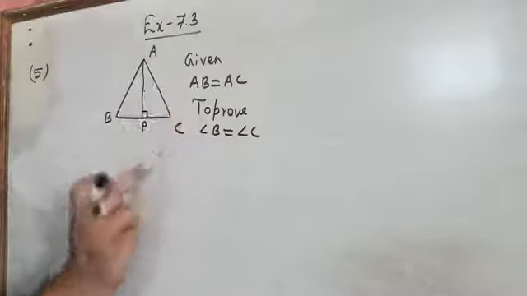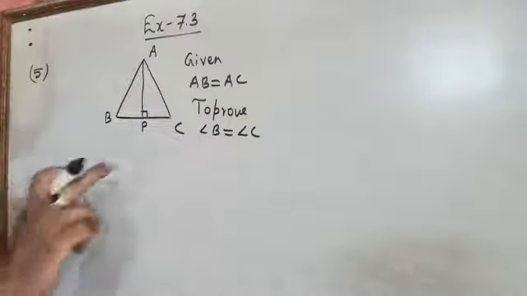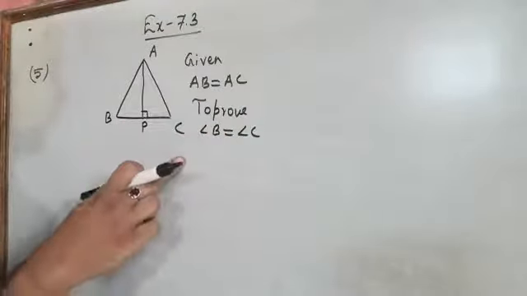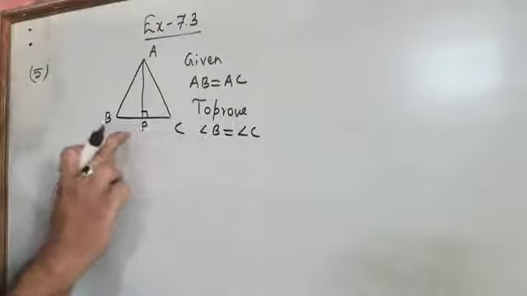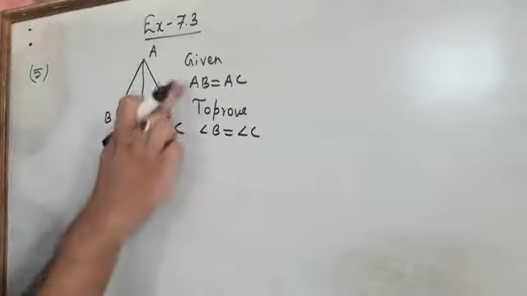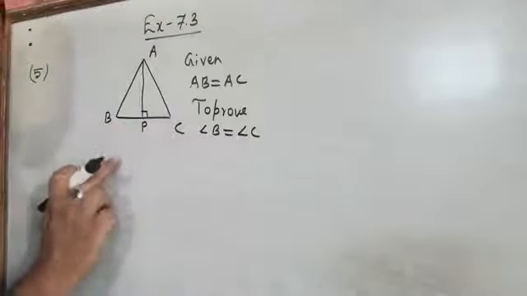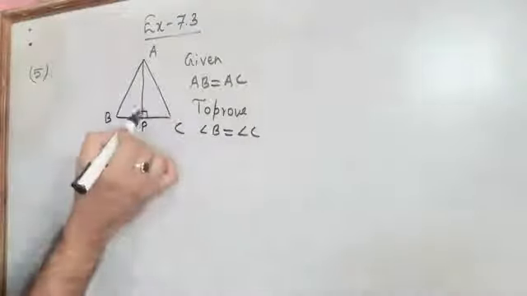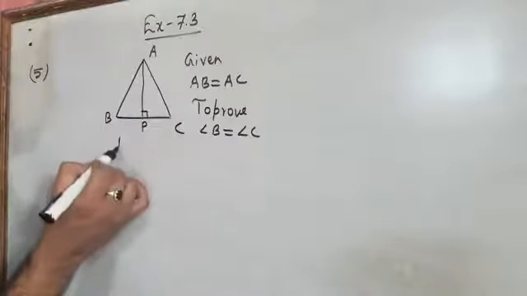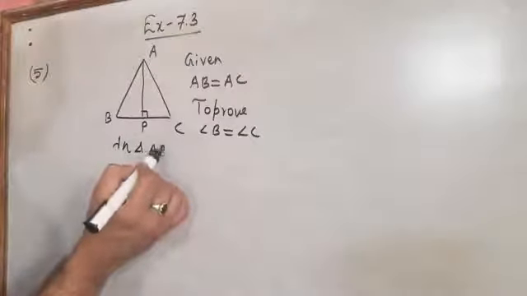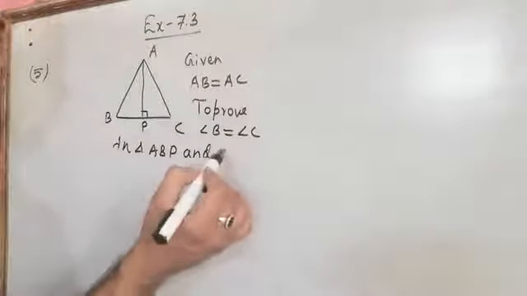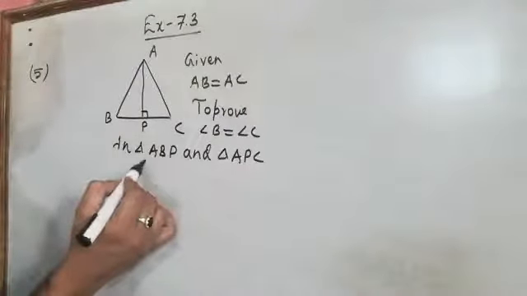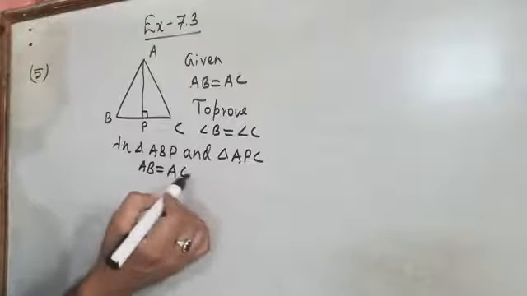This we can prove without using the congruence criteria, because we know that if AB is equal to AC, then the angles opposite to them, angle B and angle C, become equal by using the theorem. But we will solve this question by using the congruence criteria. We'll take these two triangles. I already told you AP is a perpendicular, it will make 90 degrees on both sides. So triangle APB and triangle APC. AB equal to AC, it is an isosceles triangle.